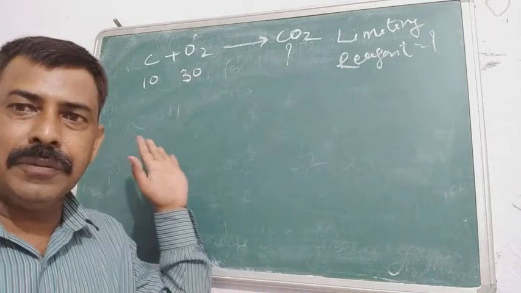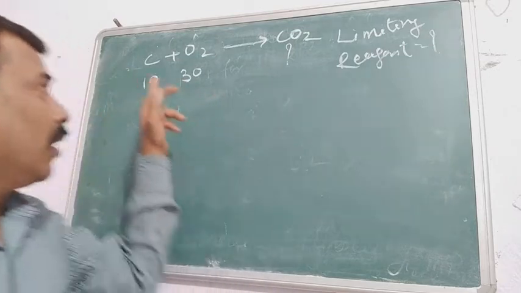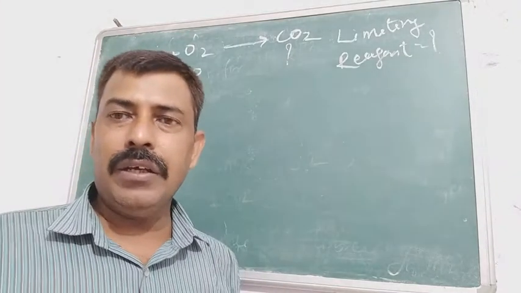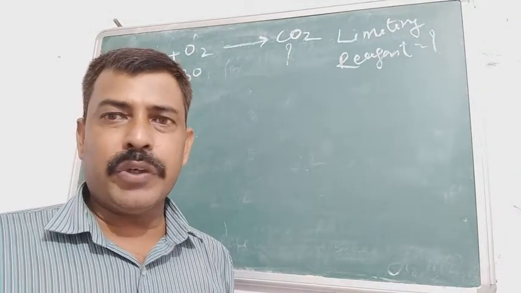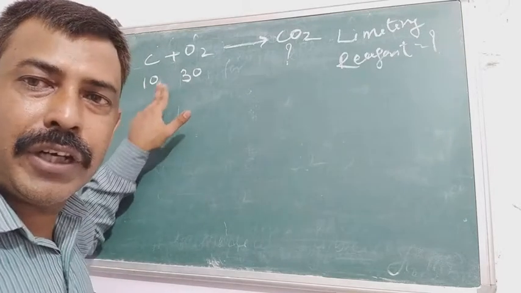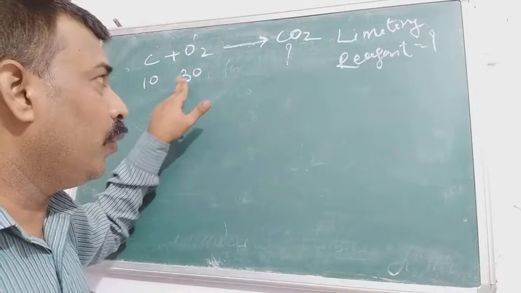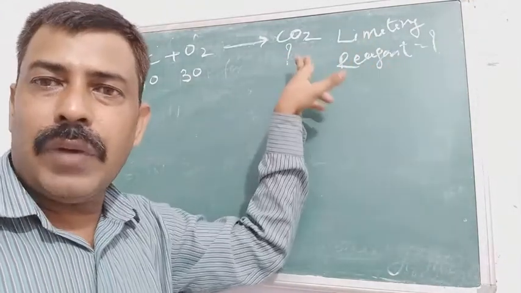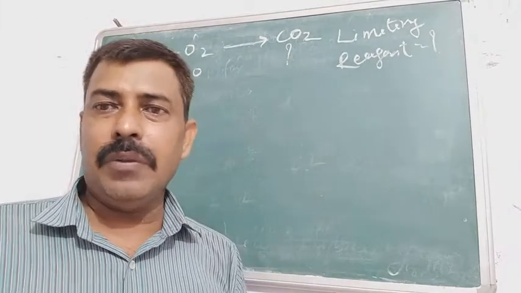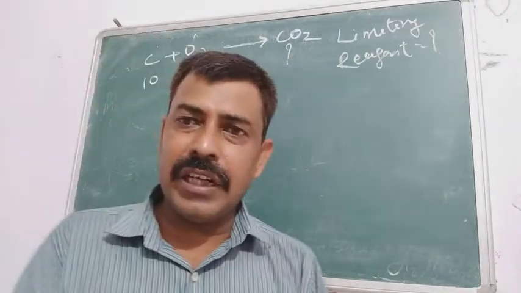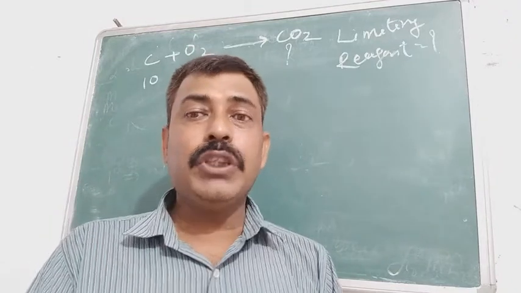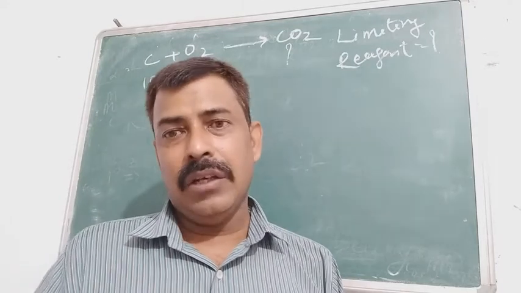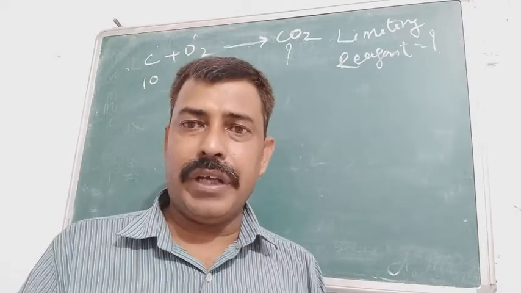So here is the question. In this question, carbon is reacting with oxygen to give carbon dioxide. The reaction is already a balanced reaction. According to the question, 10 gram of carbon is treated with 30 gram of oxygen to yield carbon dioxide, and you will have to find the limiting reagent as well as the amount of carbon dioxide found. And I have already said that it is the limiting reagent which will determine what amount of product is going to be found, because the limiting reagent is responsible to stop the reaction.